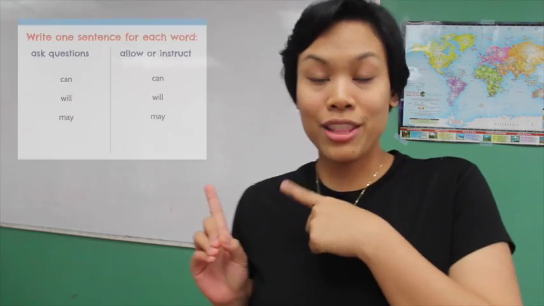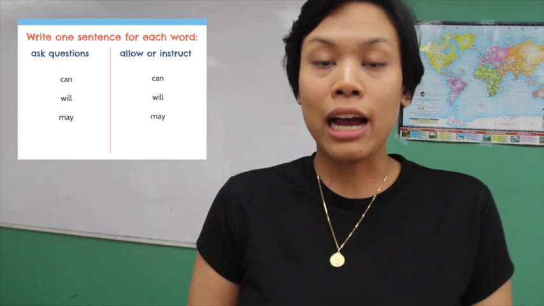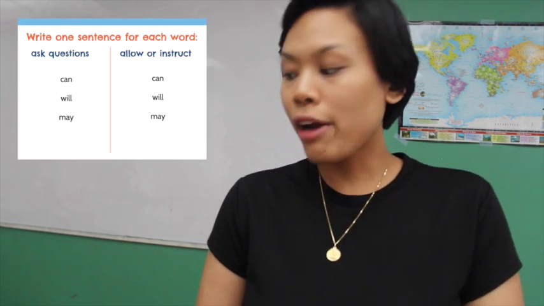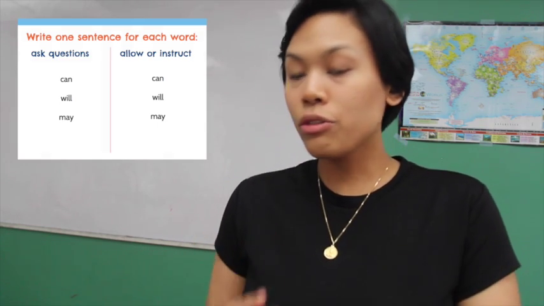Alright, now flash this slide and explain that what they'll be doing now is, again, for 2 minutes, writing down 1 sentence per word that they see there. So try to use can as a question and then use can in a sentence to allow or to instruct. Not the way that we learned it a while ago in part 1, but to give permission, to give instruction. And do this for all the words that you see on the slide. You have 2 minutes. Your 2 minutes starts now.